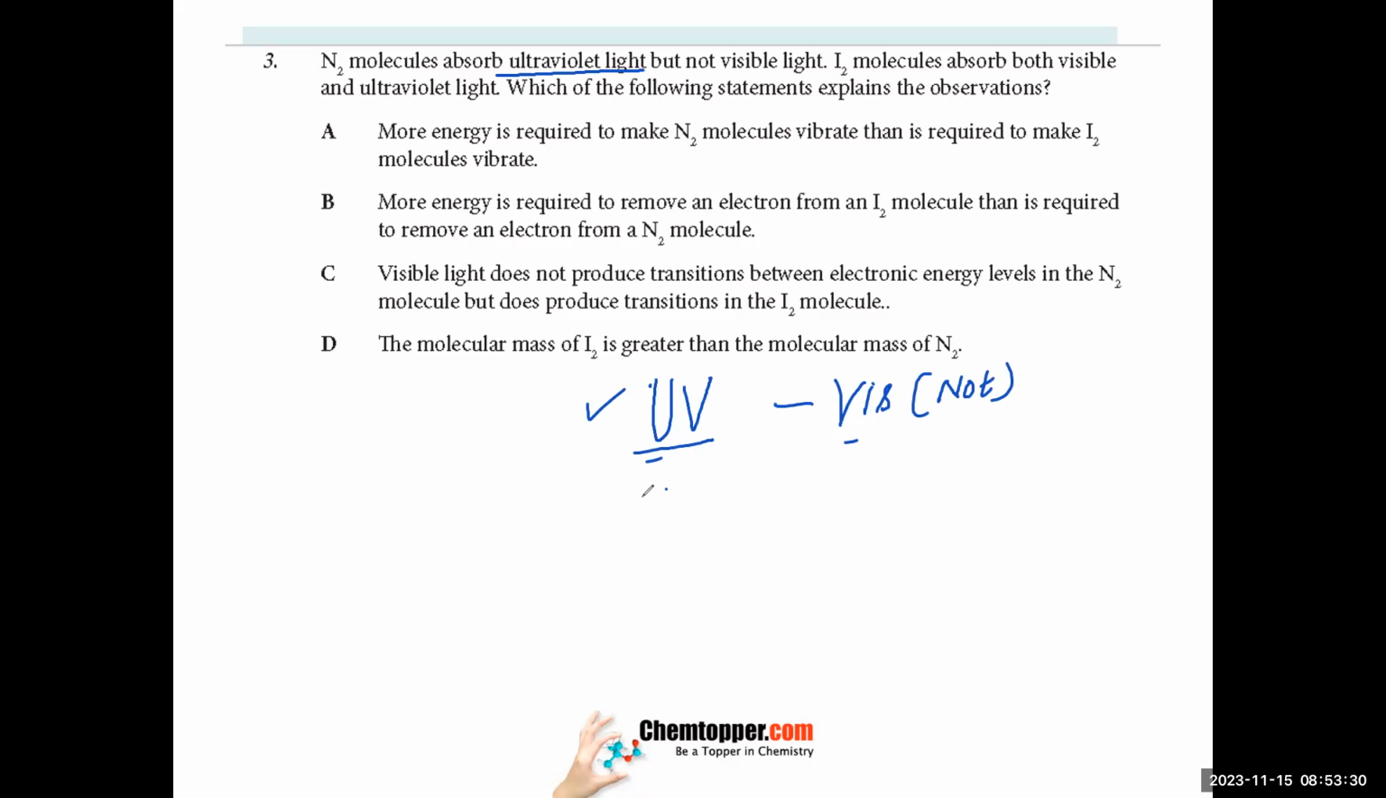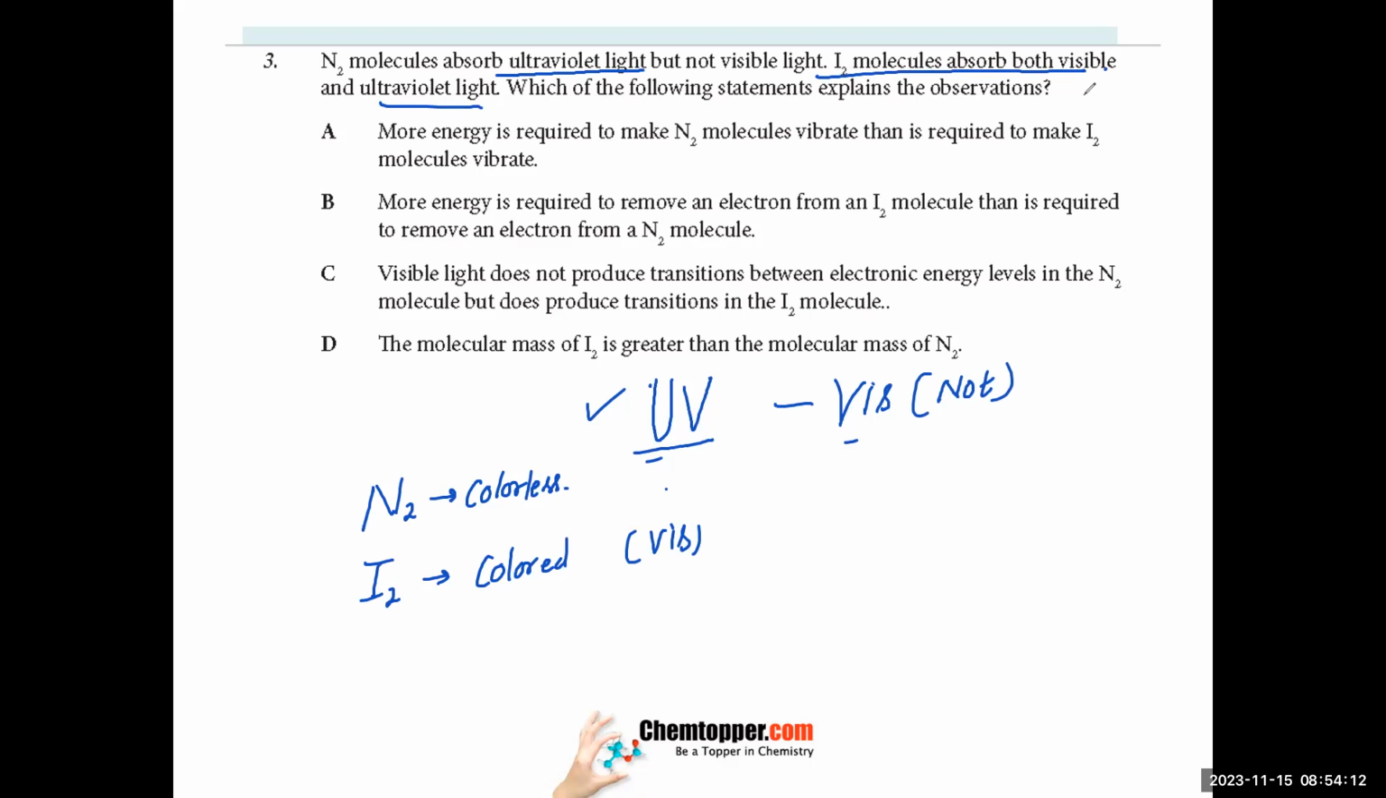Yes. So they're asking this reason that nitrogen is colorless and is absorbing in ultraviolet for excitation of electrons. But iodine is colored and it is in the visible range. See, read the question carefully. Iodine molecules absorb both visible and ultraviolet. Both visible and ultraviolet means it is visible. Iodine molecule is visible. It has a purple color. If you look it up on the internet, you can see I2 crystals, beautiful purple colored.